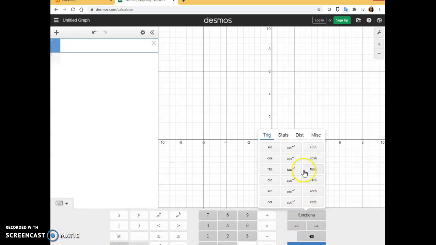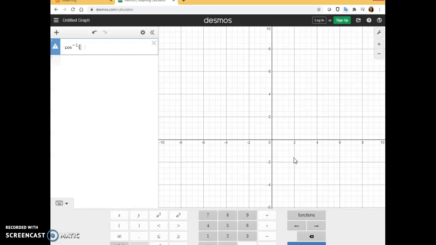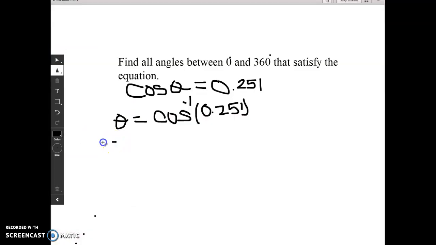I'm going to hit the function, and then there's that inverse sign that I had on my whiteboard. So let's put in our number. We have 0.251, and there it comes up for us. We have 75.46. So let's go back to our whiteboard. So we get our angle is at 75.46.